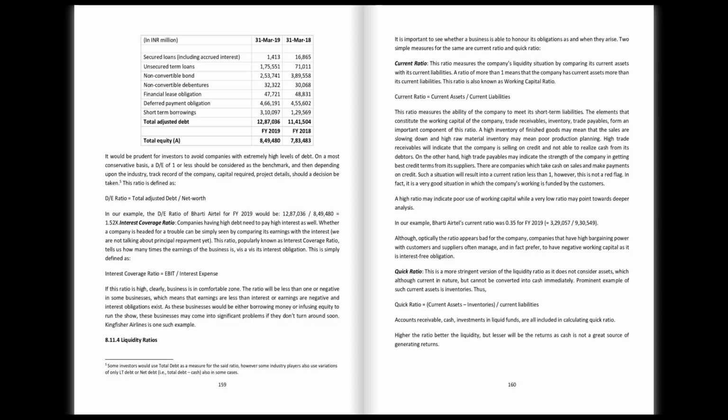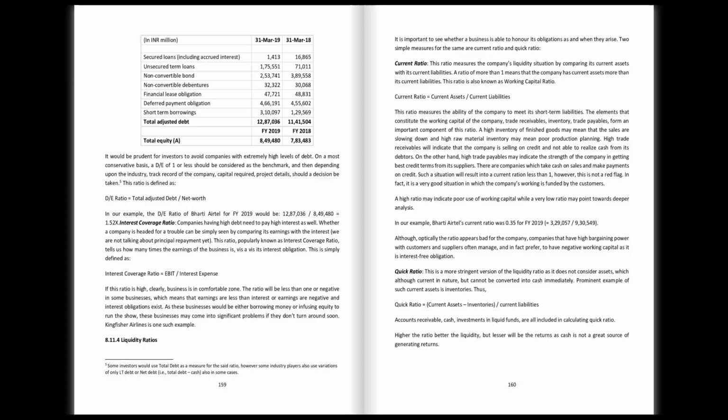Current ratio equals current assets divided by current liabilities. This ratio measures the ability of the company to meet its short-term liabilities. The elements that constitute the working capital of the company, trade receivables, inventory, trade payables, form an important component of this ratio. A high inventory of finished goods may mean that the sales are slowing down, and a high raw material inventory may mean poor production planning.